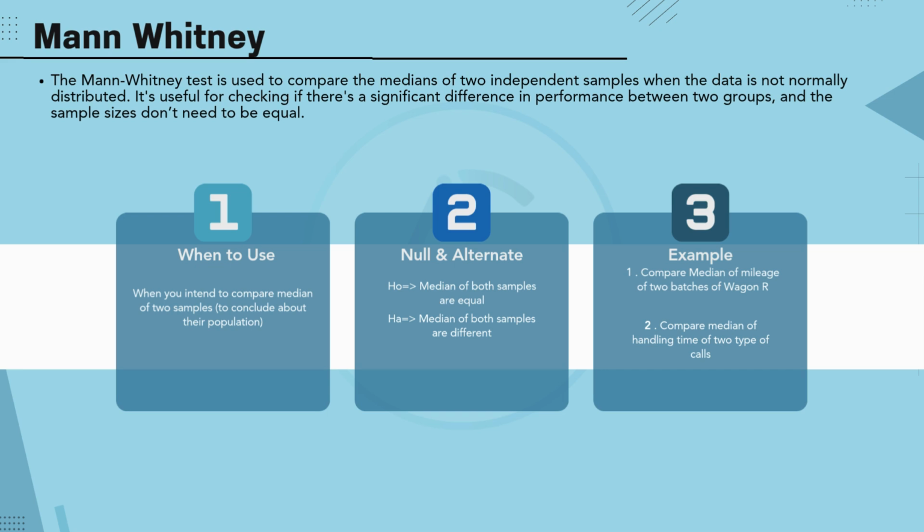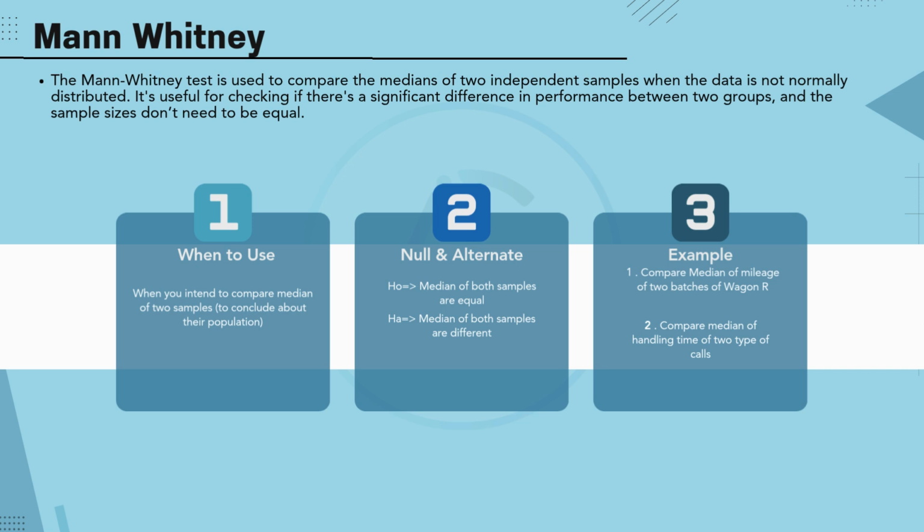When to use this test: when you want to compare whether two independent groups, say Group A and Group B, come from populations with the same median. It helps in testing if one group performs significantly better or worse than the other. Hypotheses. Null hypothesis, H0: The medians of both groups are equal. Alternate hypothesis, H1: The medians of the two groups are different.